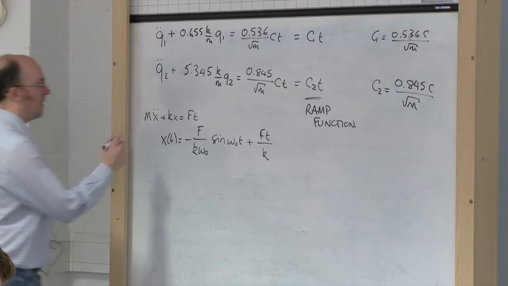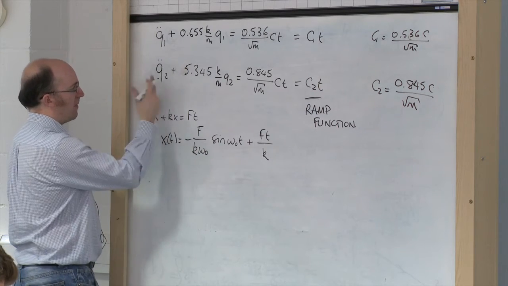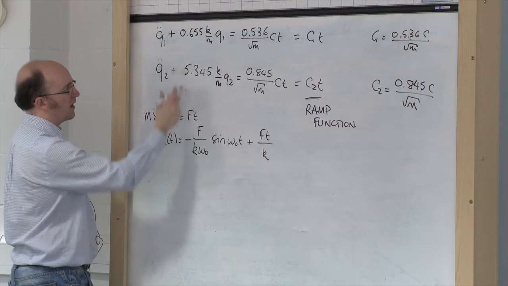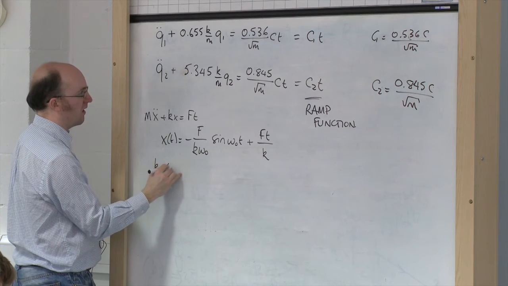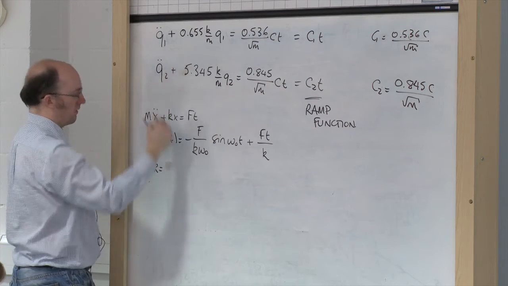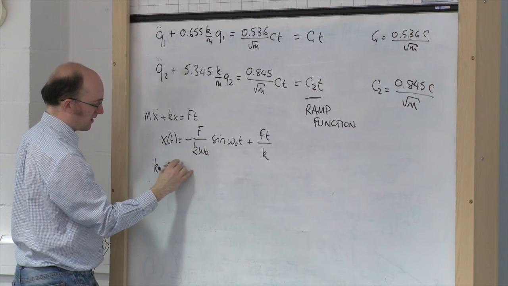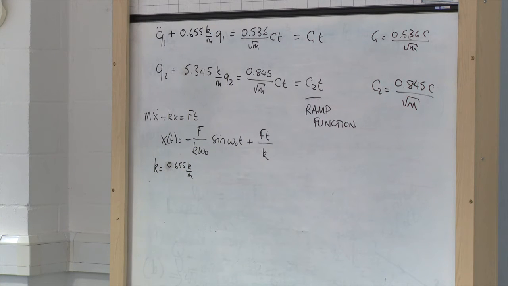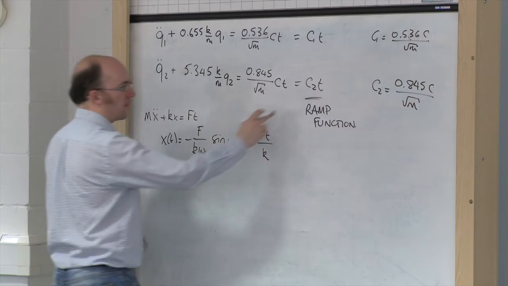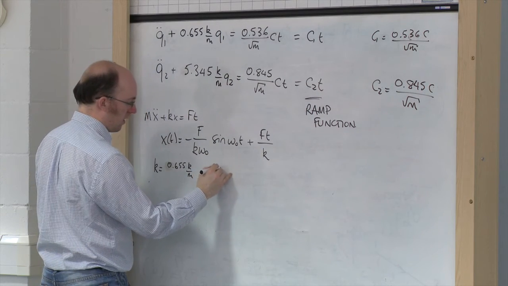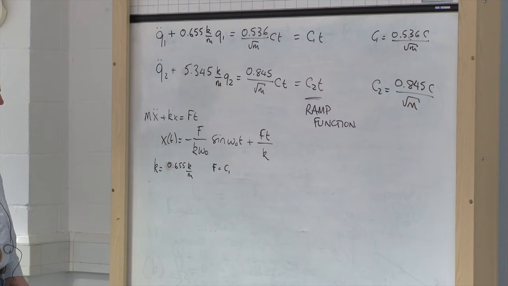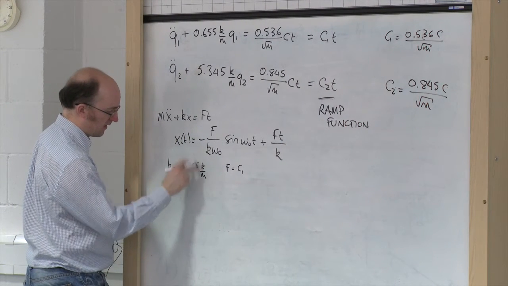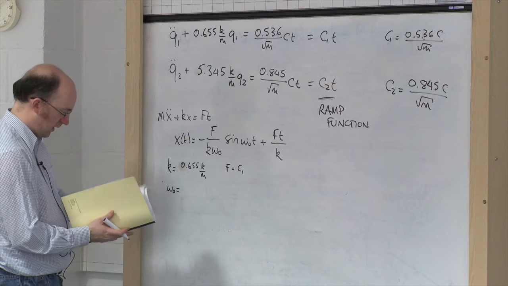We can see quite clearly that for this solution, m is 1. Well, there's no m, so we don't need to worry about that. This term is going to be our k term, which is 0.655 k upon m. Our f is going to be C1. We know m is 1, and omega naught is going to be this term square rooted. So we've got that in our problem.